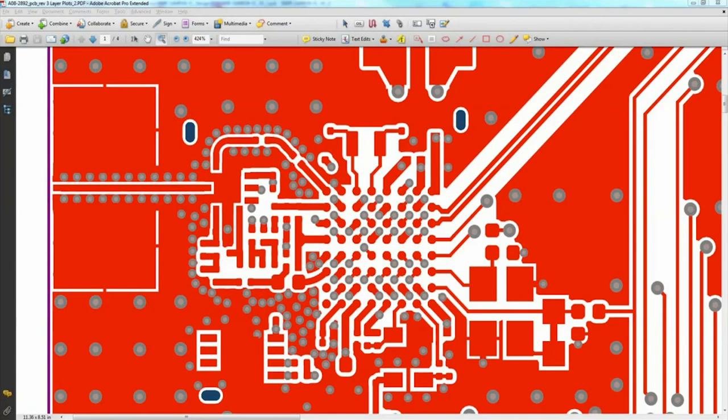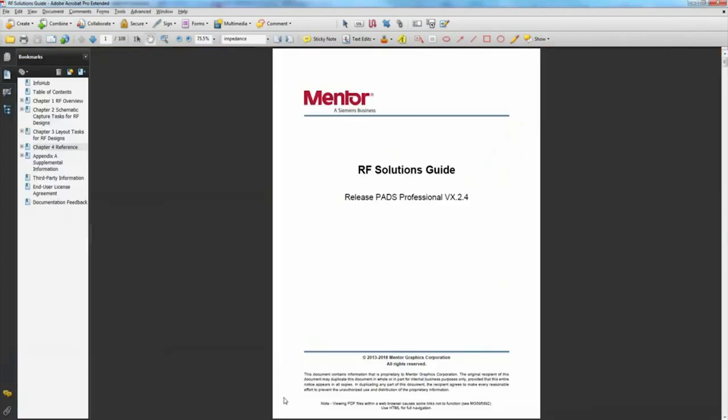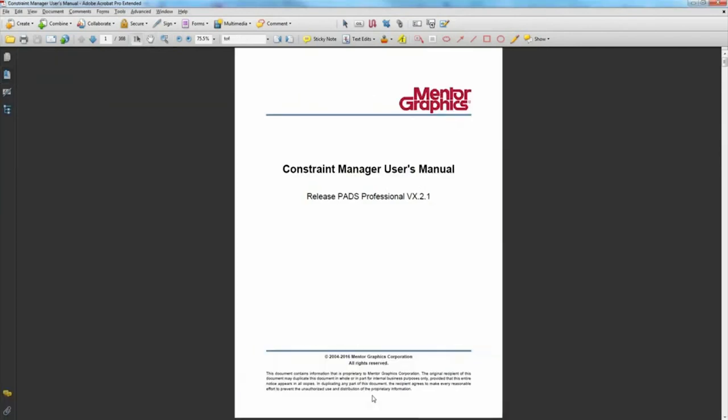As we conclude our discussion of constraint implementation for routing RF PCB layout, I would like to acknowledge the following resources that I have referenced and cited. Mentor Graphics RF Solution Guide, Mentor Graphics Constraint Manager User's Manual, and lastly and finally, TI's High-Speed Layout Guidelines.